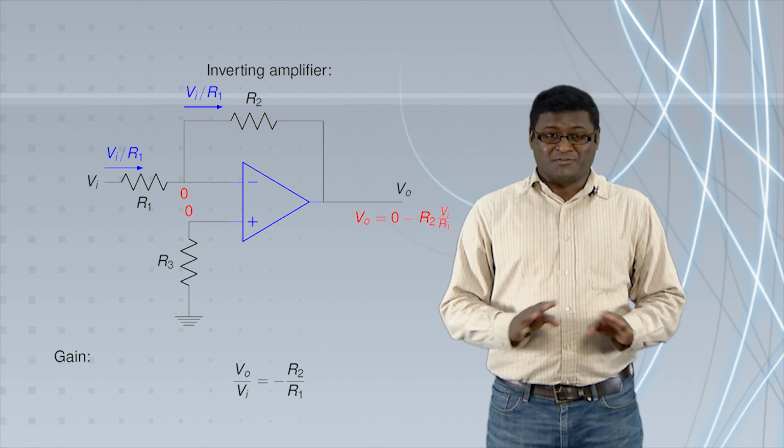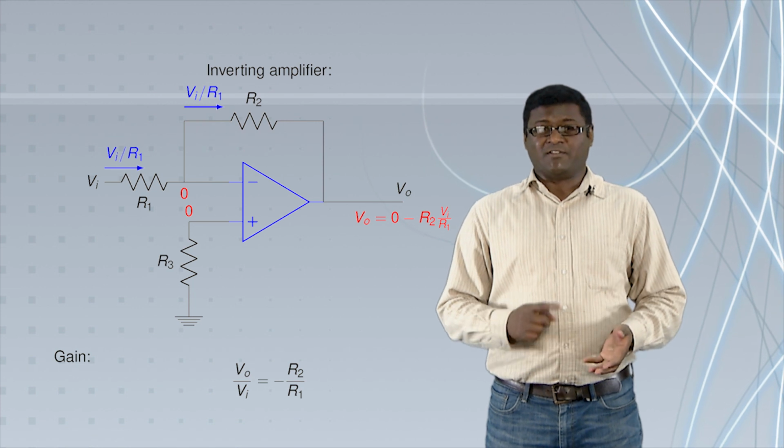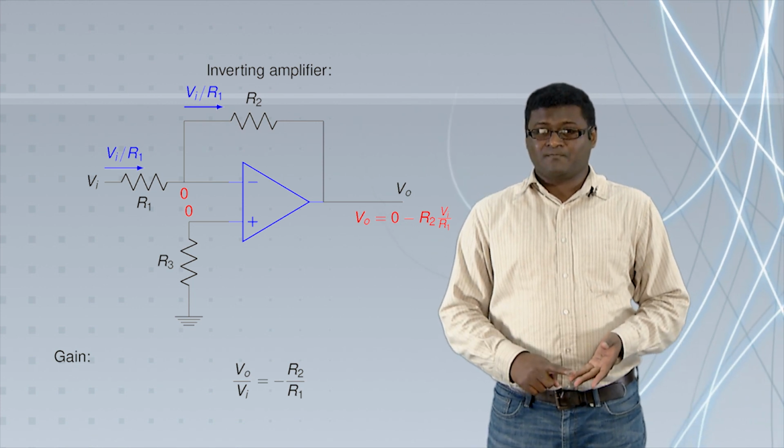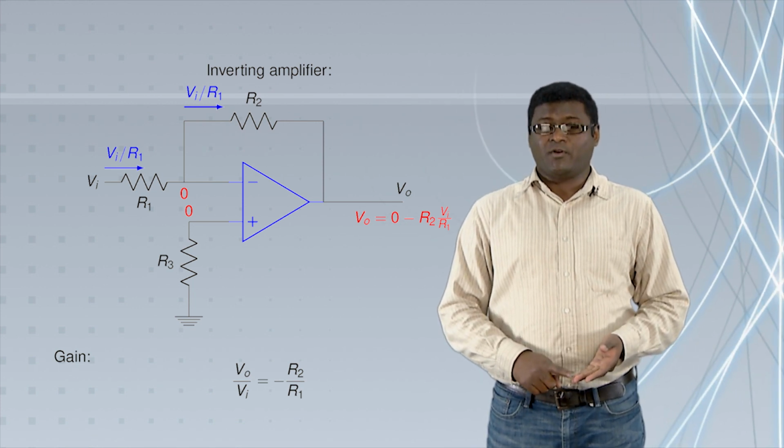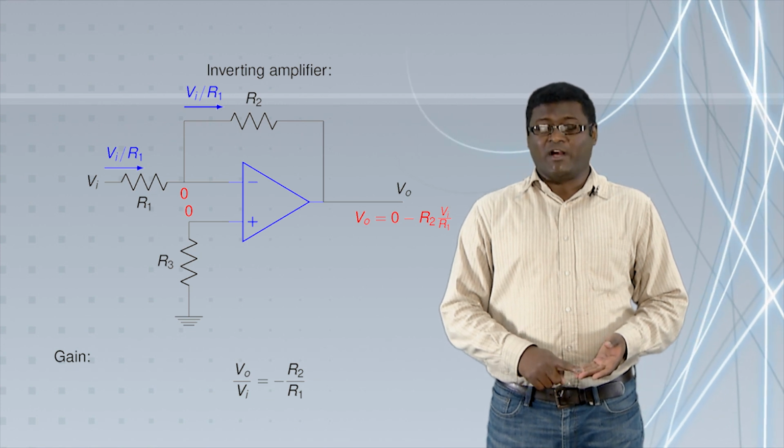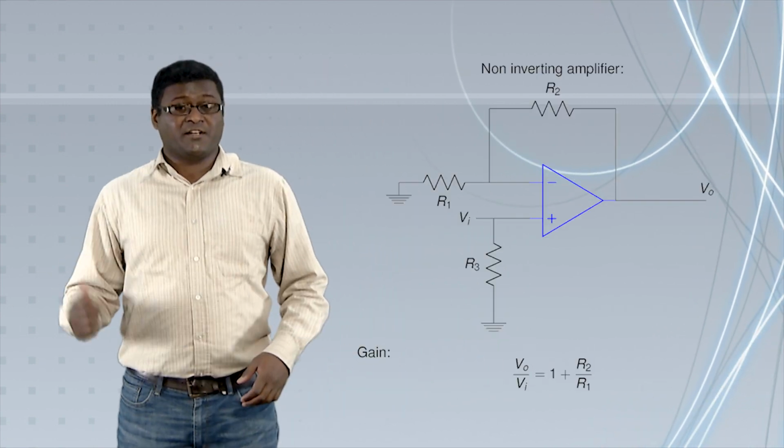Now, just to summarize, this is a circuit which is doing inverting amplification. The relationship between output and input is Vo over Vi is minus R2 over R1. Alright, that was the inverting amplifier. Obviously, next we want to look at a non-inverting amplifier, which means can we get a positive gain? This is the circuit which does that.